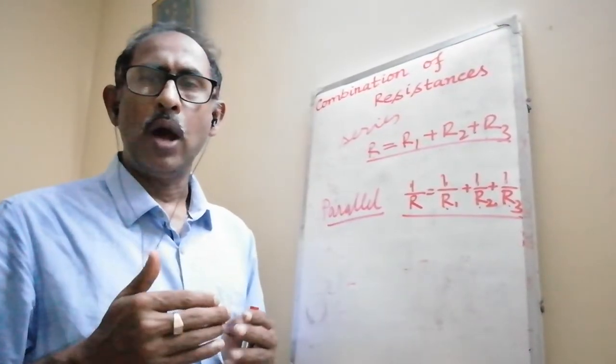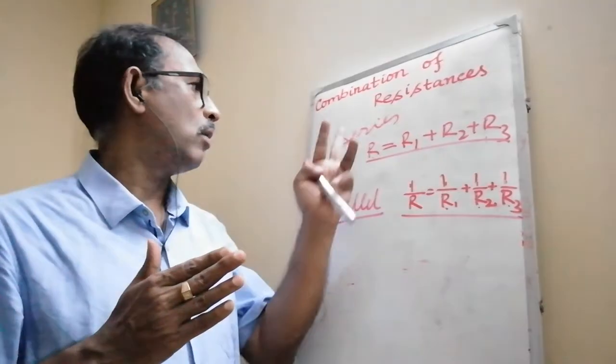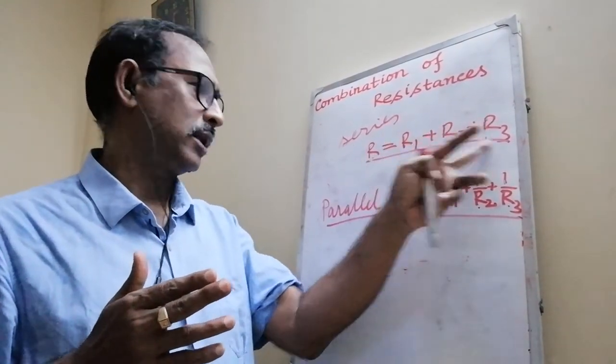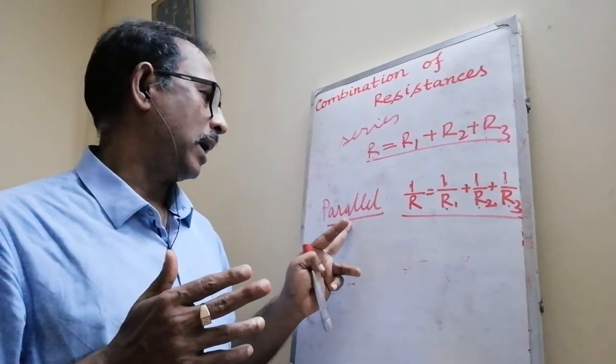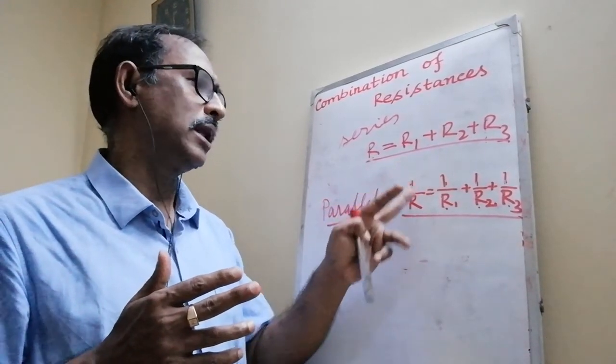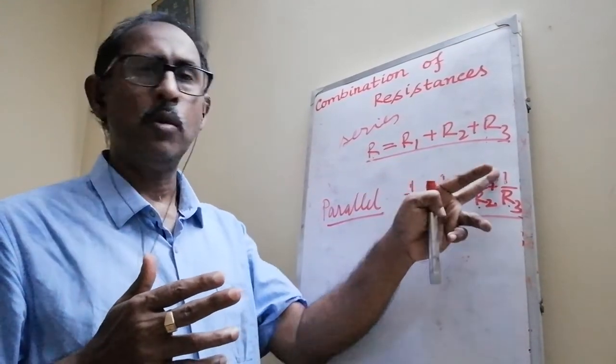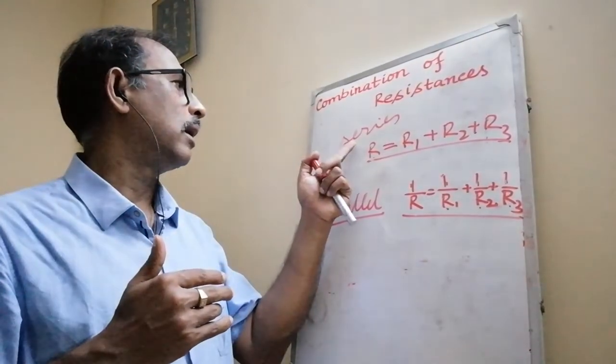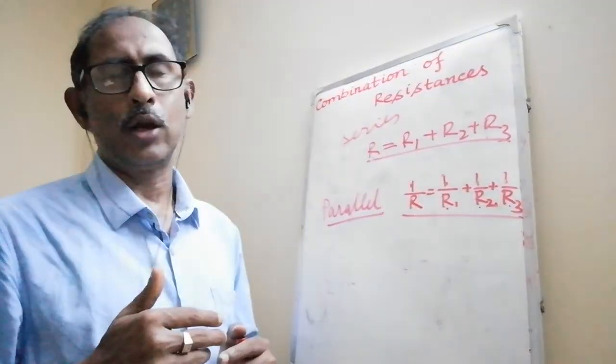In the next video, I will discuss briefly how you get R equal to R1 plus R2 plus R3, and from the parallel circuit how you get 1 by R equal to 1 by R1 plus 1 by R2 plus 1 by R3, and also in detail about the series and parallel combination.